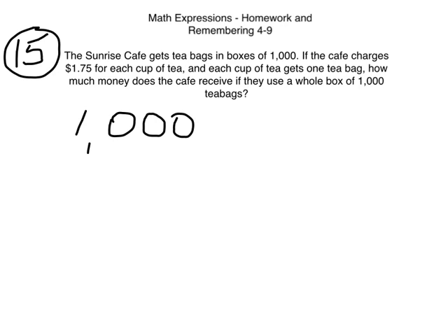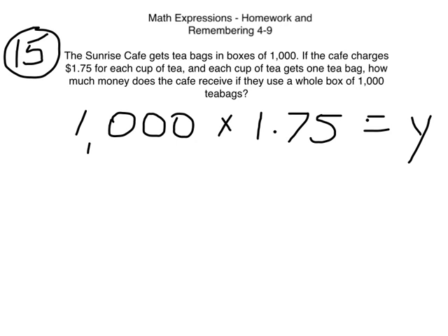tea bags. So our equation here that we're solving for is 1,000 times $1.75, because that's how much each one costs. And that's going to equal our unknown, and right now we can say that this is going to be y. Okay, so 1,000 times $1.75.